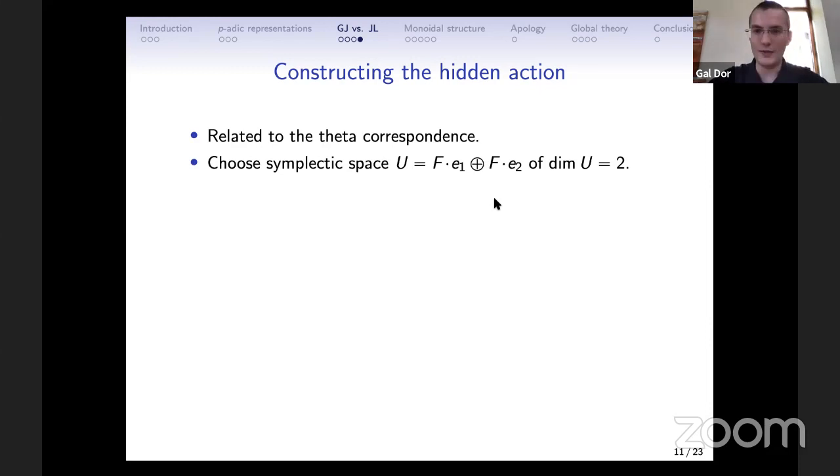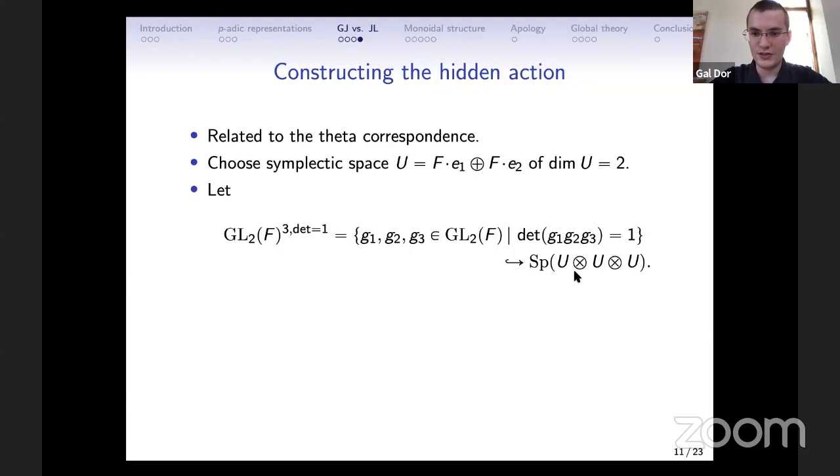You just consider a 2-dimensional symplectic space. Let's call it U. Then you can consider U times U times U. That's a symplectic space as well, by taking the pairing on U times the pairing on U times the pairing on U. And the cube of GL2F embeds in here, or rather only the subgroup of determinant 1. If you have 3 matrices whose total determinant is 1, then they respect the symplectic pairing on U times U times U.